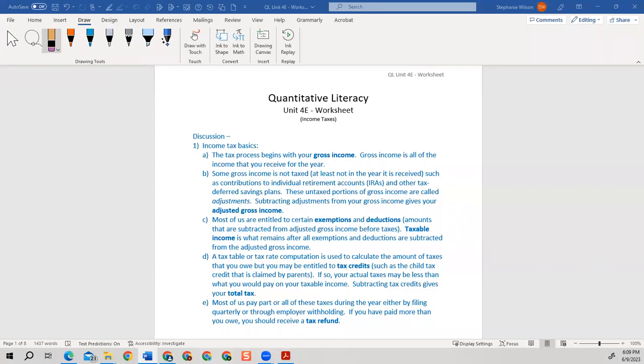Let's talk about income taxes. If you want to take a moment to read what's typed in blue here, it'd be helpful. Go ahead and pause it. And let's go on.